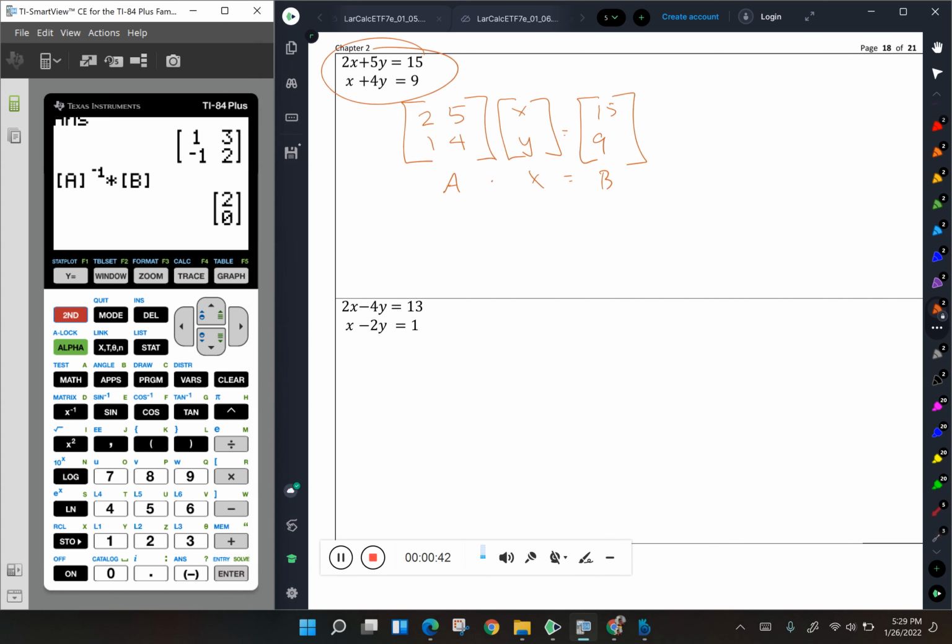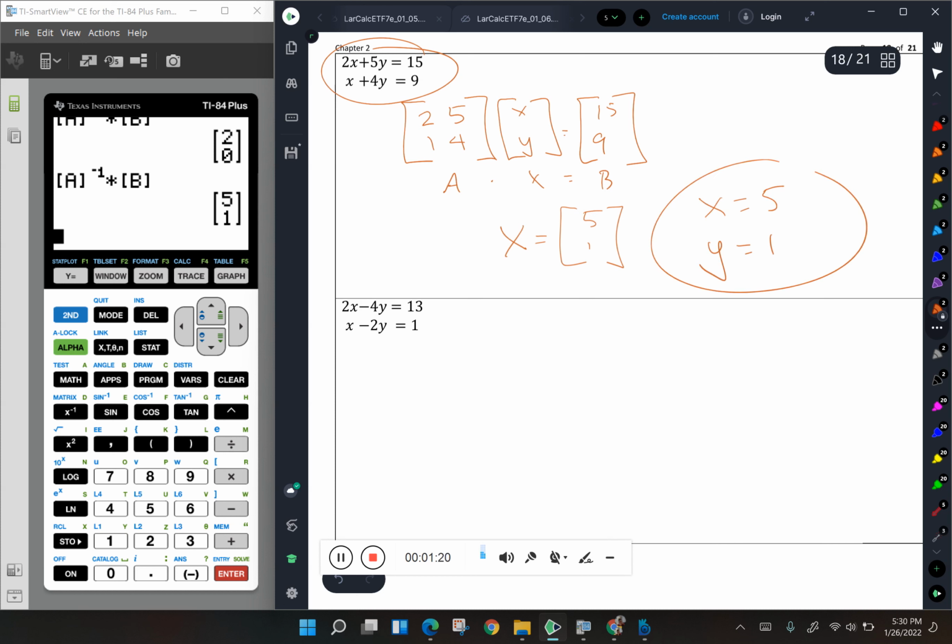So over here, second, matrix, edit. Matrix A is a 2 by 2. The entries are 2, 5, 1, 4. Quit out of there. Back to matrix, over to edit, down to matrix B. It's a 2 by 1. The entries are 15, 9. And I quit out of there, and then I'm going to redo that command right there. And I get 5, 1. So I get that X is equal to the matrix 5, 1, which means that the variable X is equal to 5, and the variable Y is equal to 1, and I'm done.